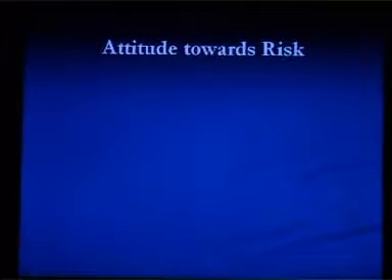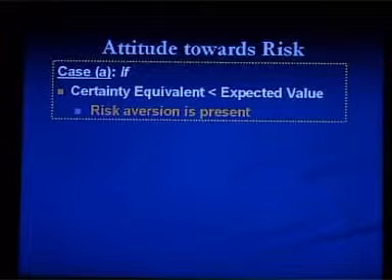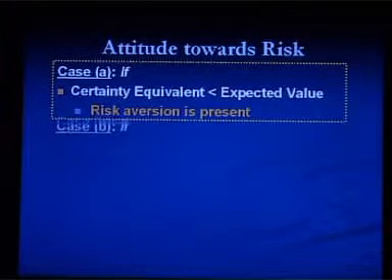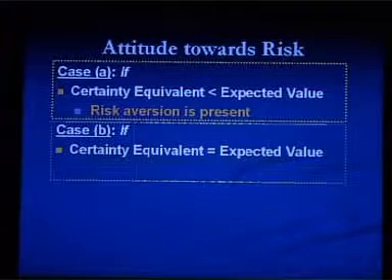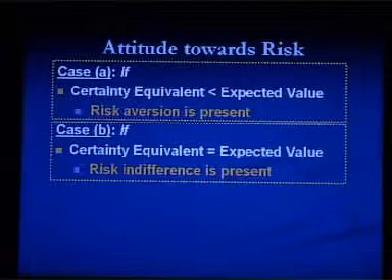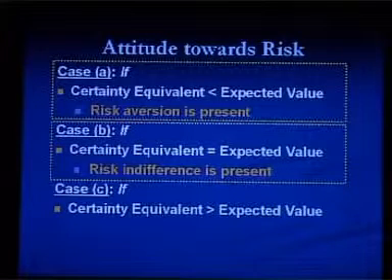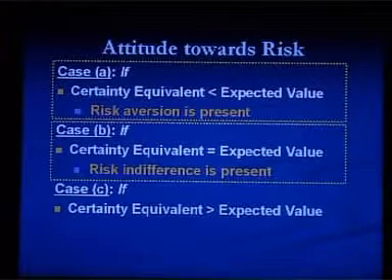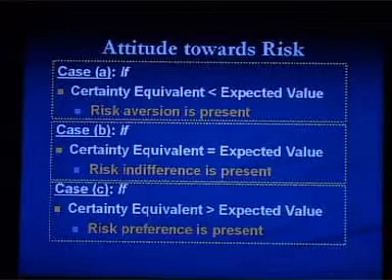For attitude towards risks, we can compare certainty equivalent and expected value. In case A, if certainty equivalent is less than expected value, we can say that risk aversion is present. That means, the investor is risk averse. In case B, if certainty equivalent is equal to expected value, we can say risk indifference is present. And in case C, if certainty equivalent is more than expected value, we can say that risk preference is present. That means, these investors like to take risk.